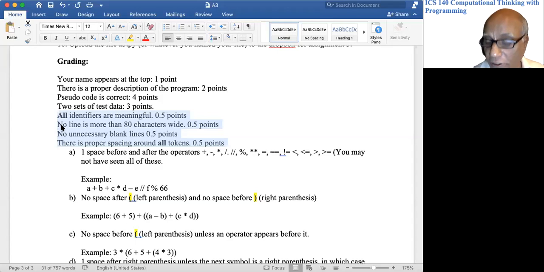But if you don't finish your class exercise by 7:45, you can be in your individual breakout room and continue with the class exercise until 8 p.m. and then submit it. Okay.